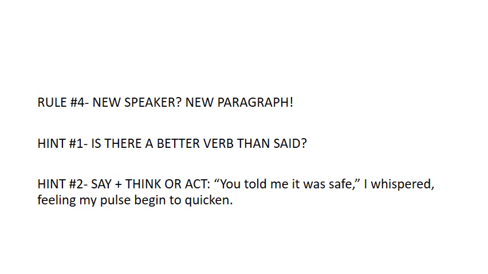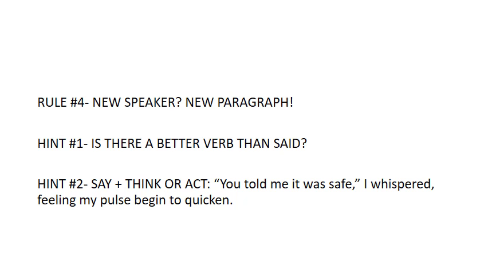Your notebook anchor chart has one more rule and a couple of hints. Rule number 4 is a paragraphing rule. One of the many paragraphing rules is new speaker, new paragraph. Every time a new person speaks, you need to go to a new line and indent. And then there are 2 hints. Remember, you can use a better word than said all the time. Use something that expresses more of the way that the person said the words. And you can add the way they think or act while they're talking.